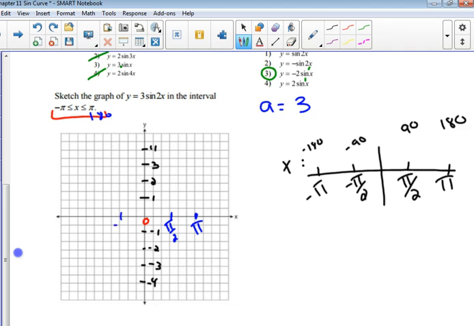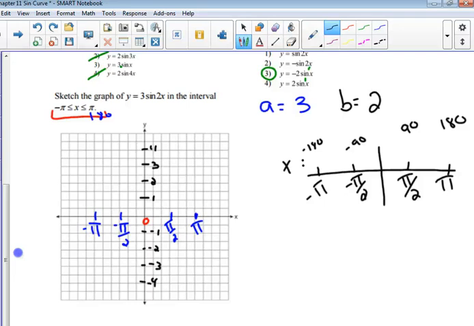Alright, and then negative pi over 2, negative pi. Okay, so if you guys are going to be working with this, a couple things we know. We know it has to go up to 3. And then what do you guys think about the frequency? What's the b going to be here? Use your equation. 2, good, okay.